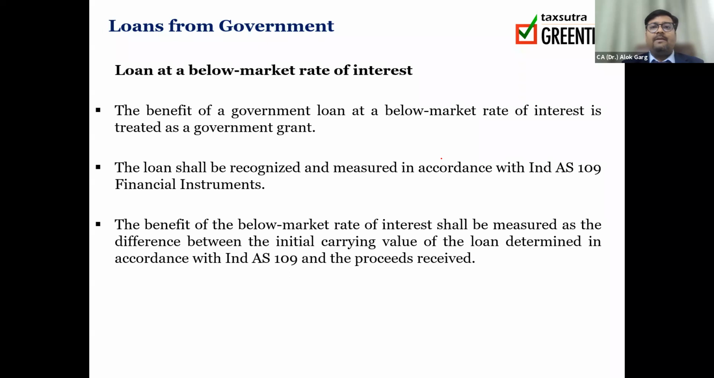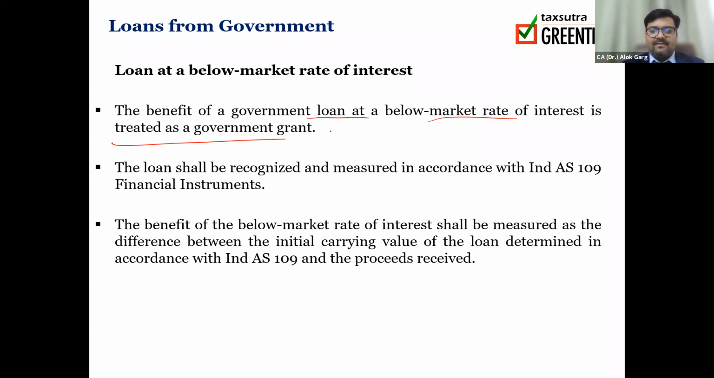Another one is loan at a below market rate of interest. Example, Delhi Metro Rail Corporation has received a loan from the government of Japan, government of India, let's say, and the market rate of interest is, let's say, 10%, and they got a loan at 8%. Okay, so the standard says that the benefit of a government loan at a below market rate of interest is treated as a government grant.